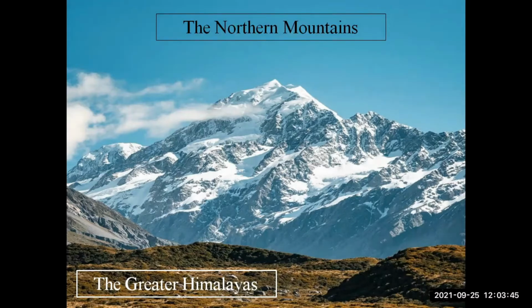And this mountain chain is made up of 3 parallel ranges, the Greater Himalayas, the Lesser Himalayas, and the Outer Himalayas. And in between these ranges, you will find beautiful valleys such as Kashmir and Kulu.